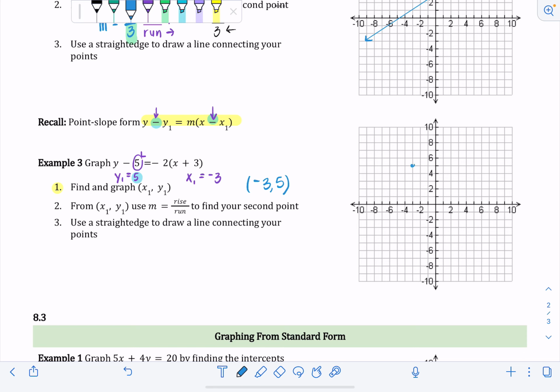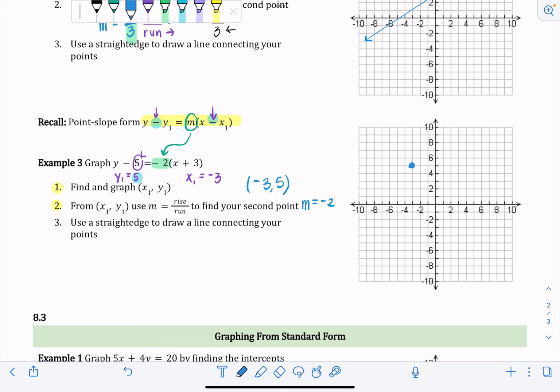It's kind of off, sorry. Negative 3, up 5, or left 3, up 5. And then step 2 says from x1, y1, use m equals rise over run to find your second point. So we have to find m. M is right here in front of the parentheses in that formula. So if we match that up with our equation, our m is negative 2. So we can say m equals negative 2.